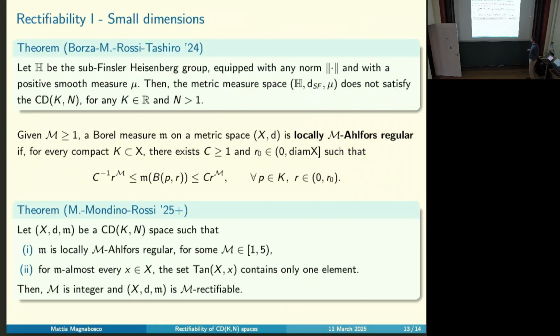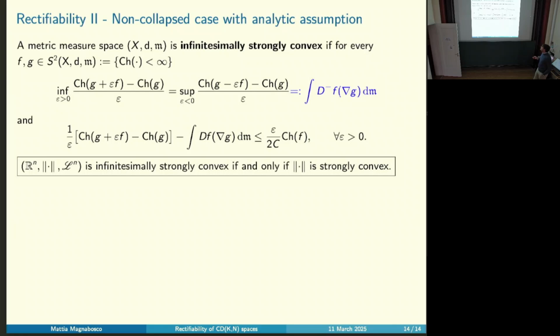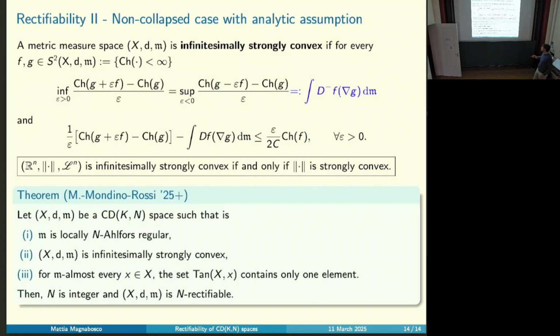So, quick recap. For small dimensions, we have this result that basically only has one strong assumption, which is this one, that the tangent is unique at almost every point, while for every dimension we have a more general result with a couple of assumptions more. This is an analytic assumption, and this is, if you want, a non-collapsing assumption. Okay? Non-collapsing meaning that the N of the CD(K,N) condition is equal to the Hausdorff dimension.